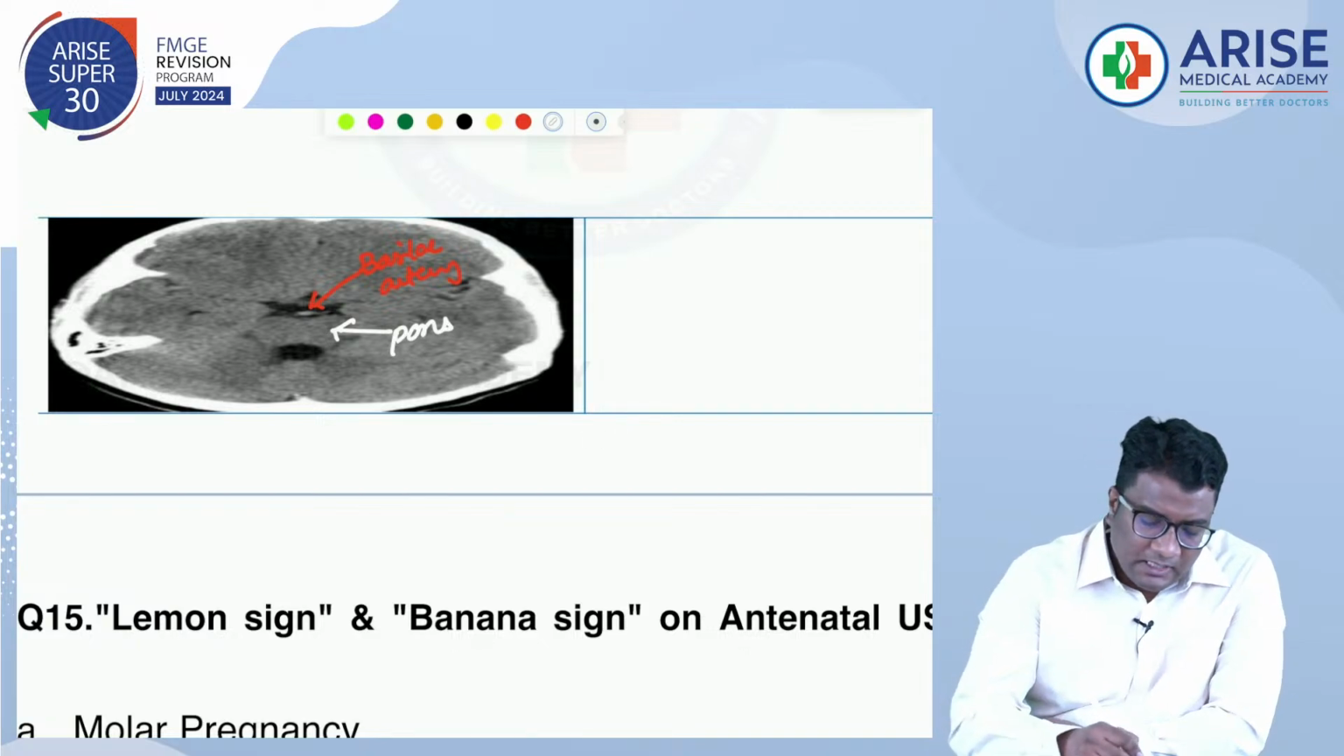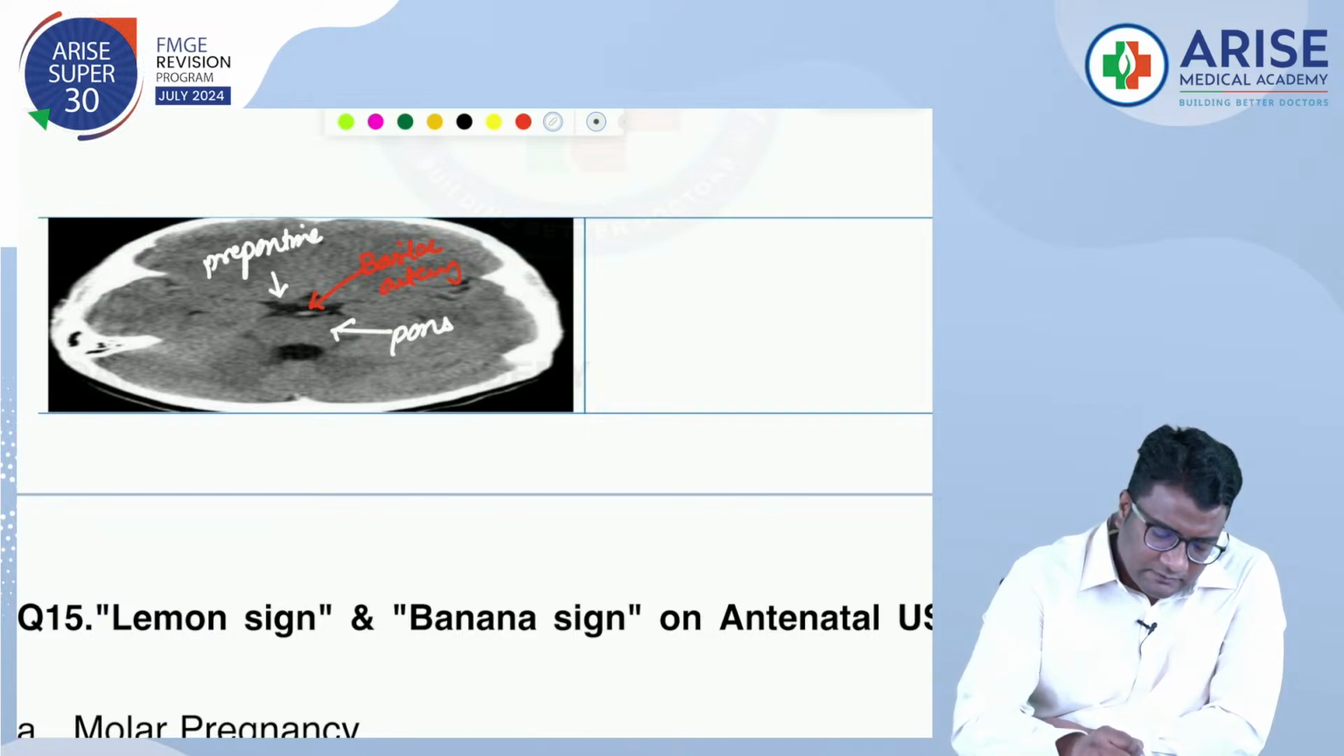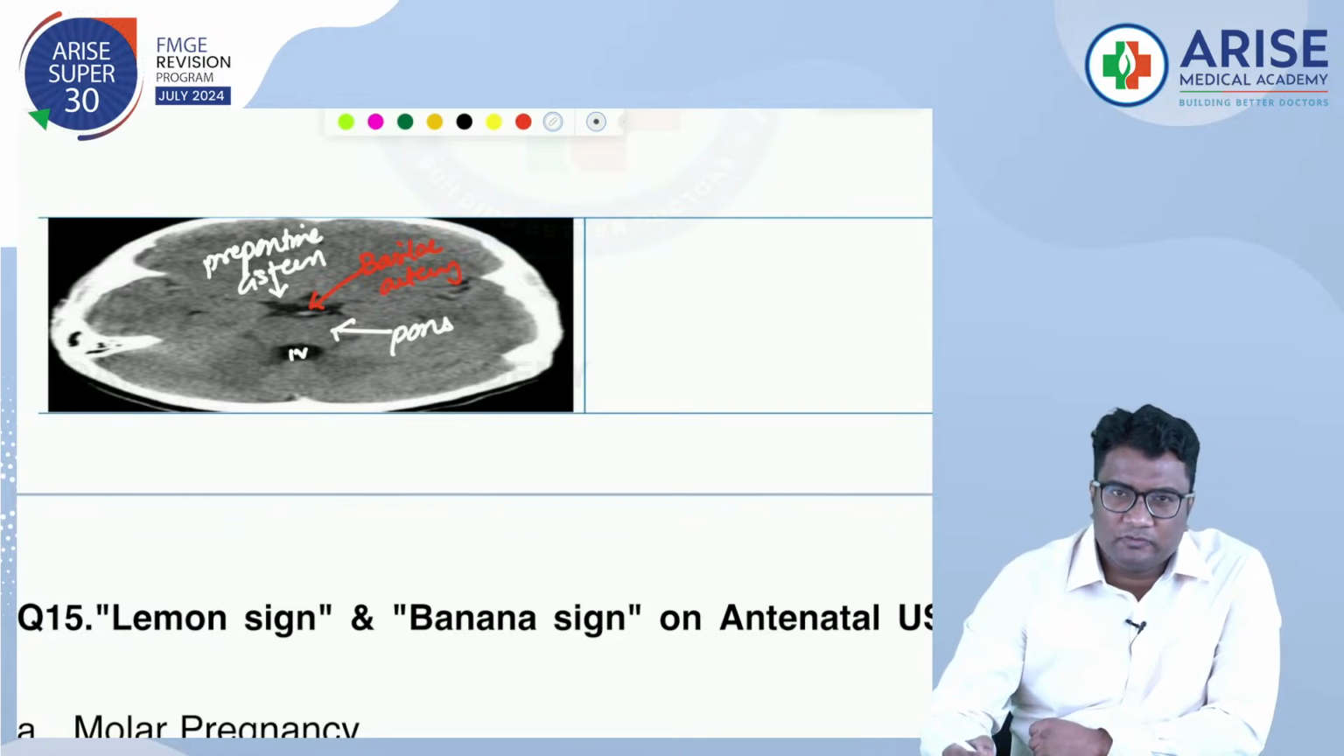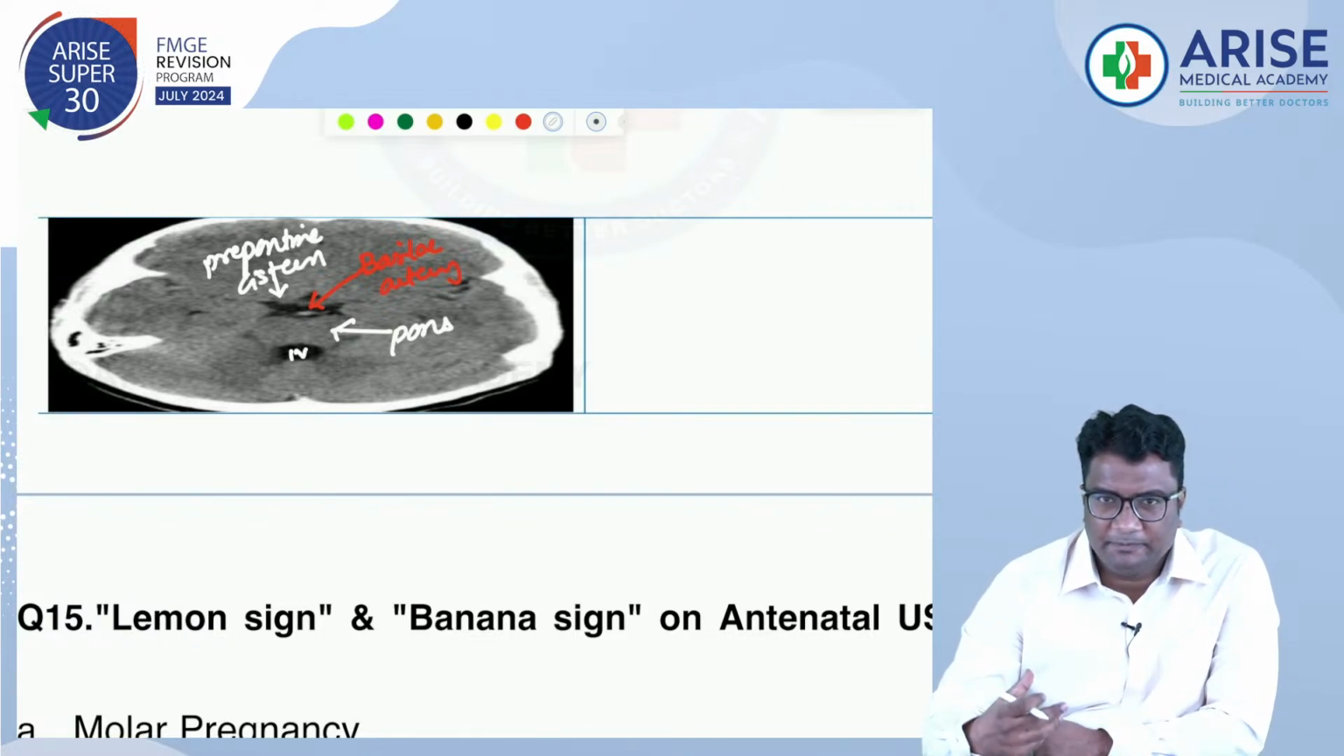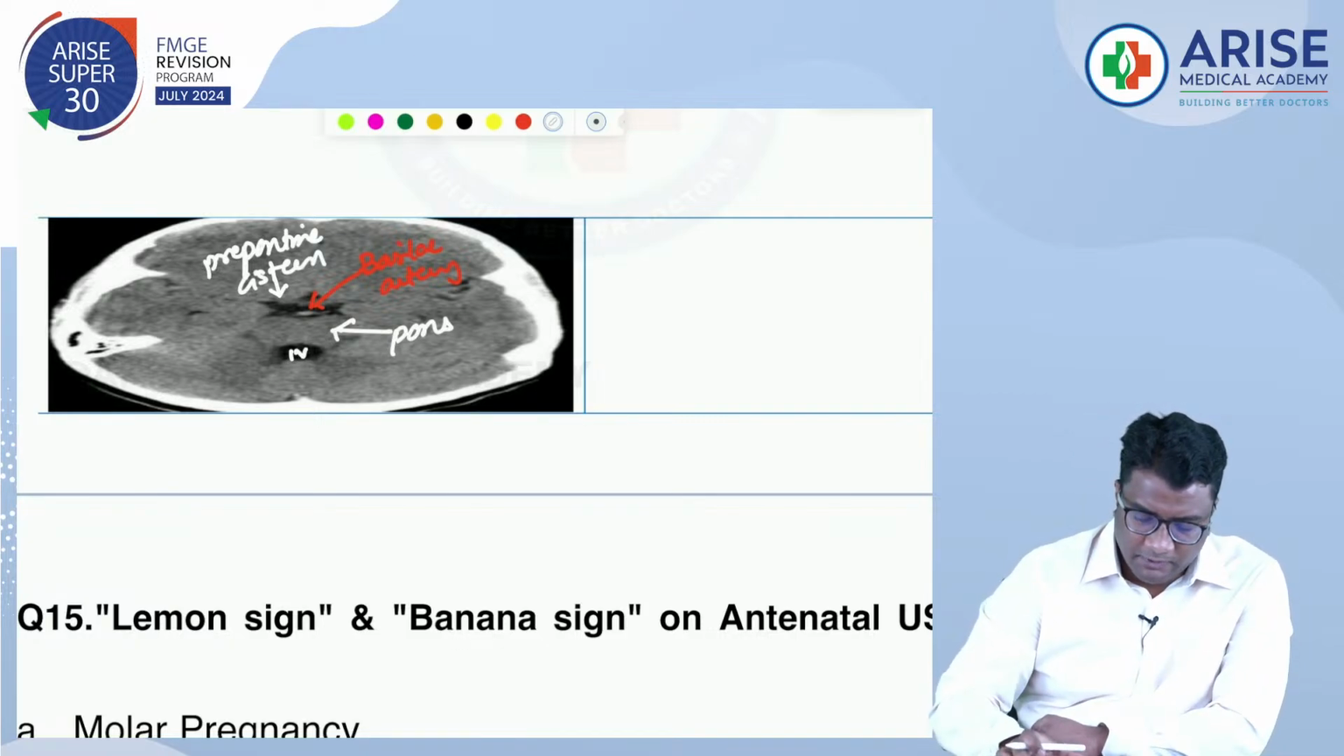Please remember this. Anterior to pons is the prepontine cistern. The CSF space is called the prepontine cistern. Posterior to pons is the fourth ventricle. So which is pons and which is midbrain? Pons will have the basilar artery anteriorly. The important landmark to differentiate midbrain from pons is the basilar artery. Identify the basilar artery and you'll easily tell that area is pons.